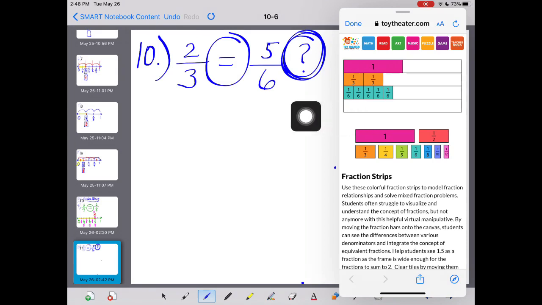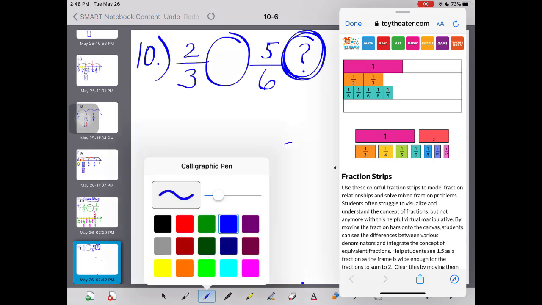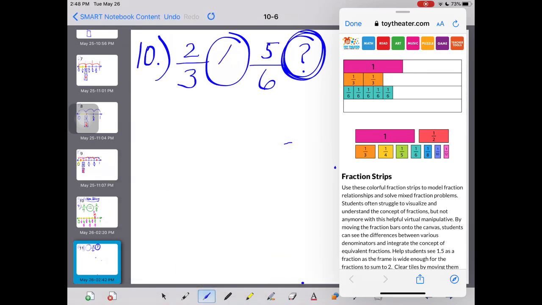And so it turns out that even though 6 is a bigger number, which means a smaller piece, there were enough of them to go beyond 2/3. So you would want to change this to 2/3 is less than 5/6. Remember that alligator, that crocodile, opens its mouth to the bigger piece. It's very hungry, so it wants to get that bigger piece.